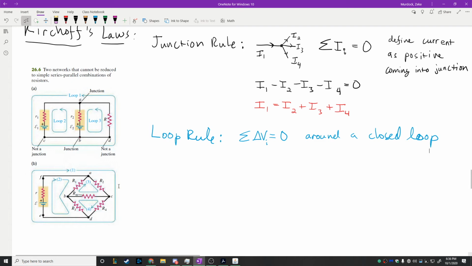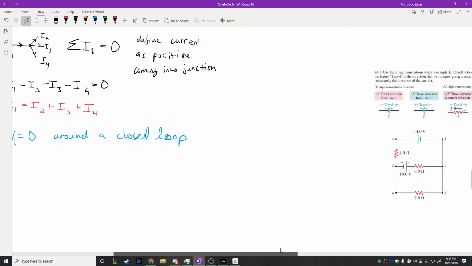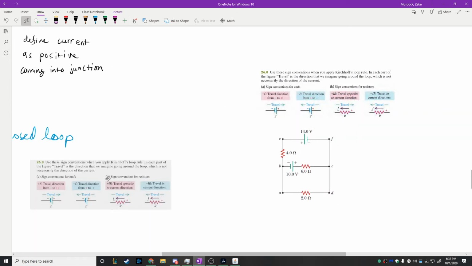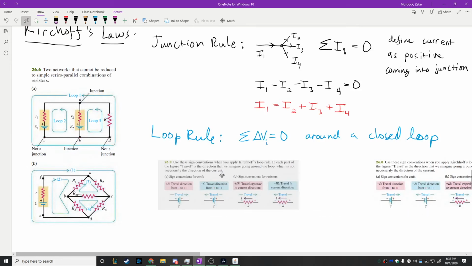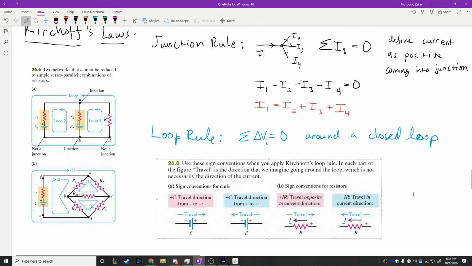If you have a resistor, it's going to be something like I times R. If you have a battery, it's just going to be the EMF of the battery, but it's going to depend on which way the battery is pointing. The rules that we use for these look like this. A loop involves going around like this, and these are sign conventions that you kind of just got to memorize.